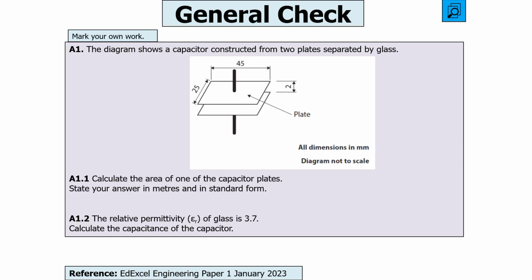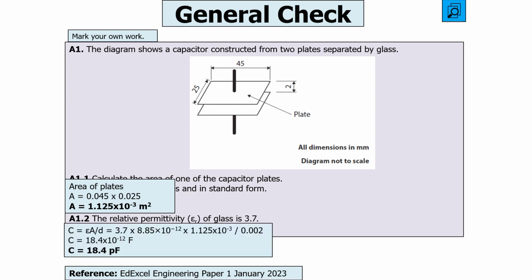Right, in this first question, the trick you're going to have to do is to work out the area, which is the length times the breadth, but these values are given in millimeters and you've got to put them into meters. So you pop them into meters, multiply them together, and we get 1.1 × 10⁻³ meters squared. Then the second one, we'll once again use our equation here. So we can see it's going to be the parallel plate capacitor equation. So it's 3.7 times the permittivity of free space times the area we just worked out, divided by the separation in meters, which is 0.002, so you get 18.4 picofarads.